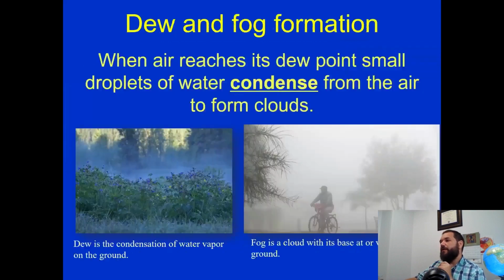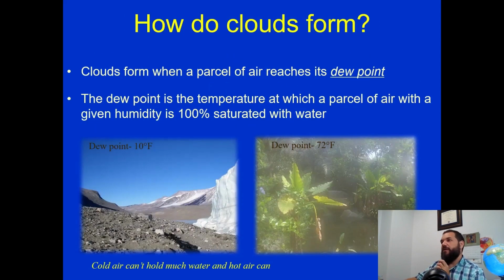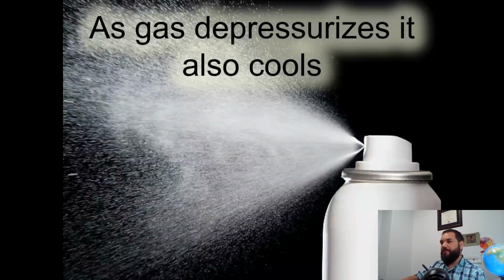Okay, so you're going to see now that the whole trick to forming condensation, clouds, rain, precipitation, all this stuff, what's the trick? The trick is to get the air cold enough. It's to cool down the air. So how do clouds form? Clouds form when a parcel of air, with a given specific humidity, reaches the dew point. All right, how do you get the air to cool down?